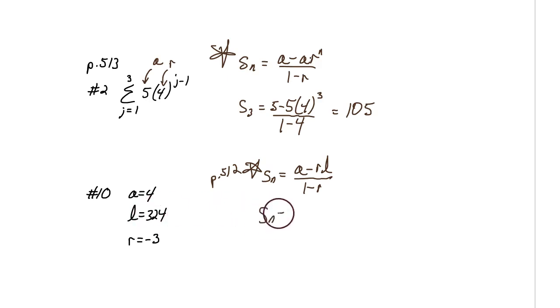Now let's make substitutions. For a, put in 4. For r, put in -3. For L, put in 324. In the denominator, we have 1 minus -3. Then take a calculator to evaluate this. This makes 244. On the calculator, I typed in the numerator first and pushed enter, then divided by 4 and pushed enter again.